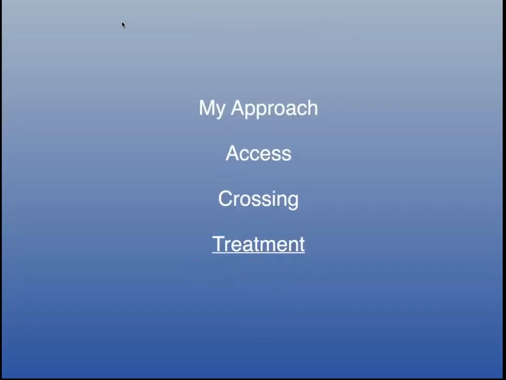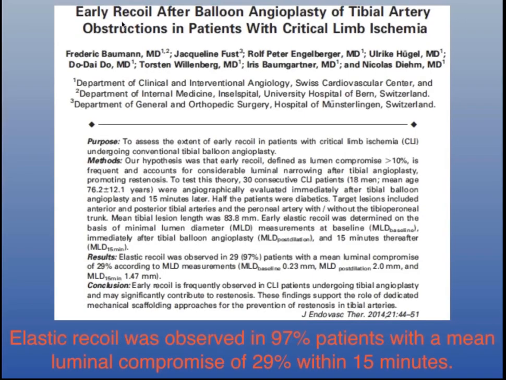So what about treatment now? There are some important key points regarding treatment. Remember that recoil in tibial vessels and in below ankle vessels is really high. This is a nice study out of Switzerland where they basically did an angiogram, fixed the tibial vessel, waited 15 minutes, and did another angiogram 15 minutes later. In 97% of the cases, a third of the lumen was lost. That's how much recoil they got. So when you think about a 2 millimeter or a 3 millimeter vessel and you're losing a third, that can make a big difference in terms of perfusion pressure and flow.